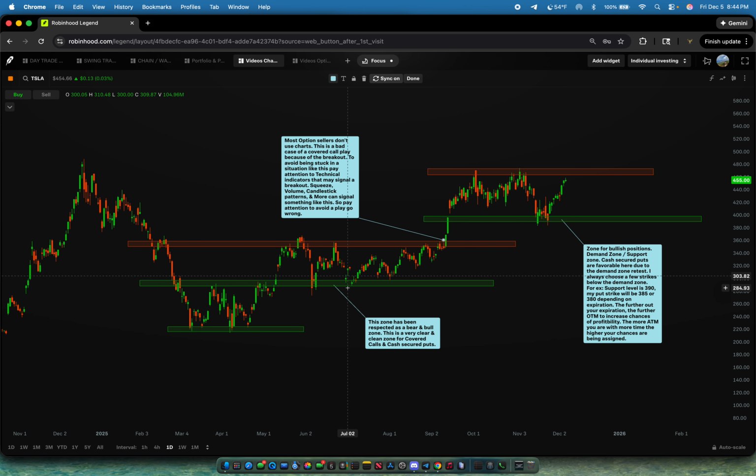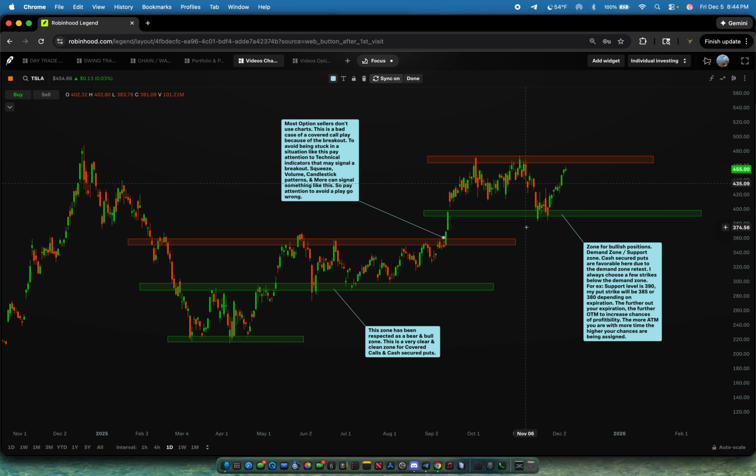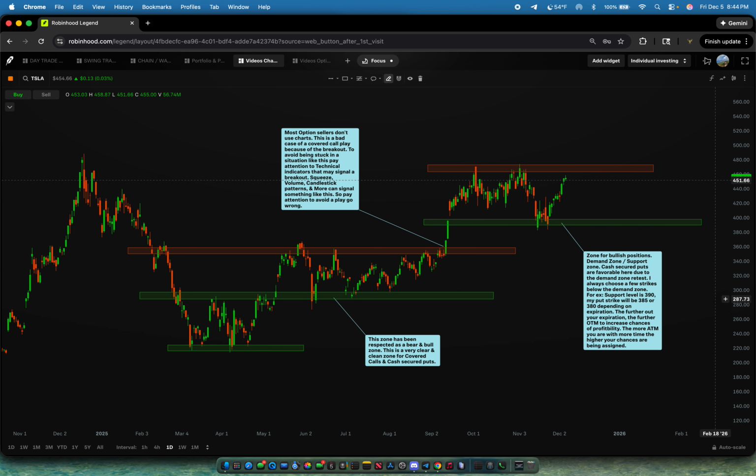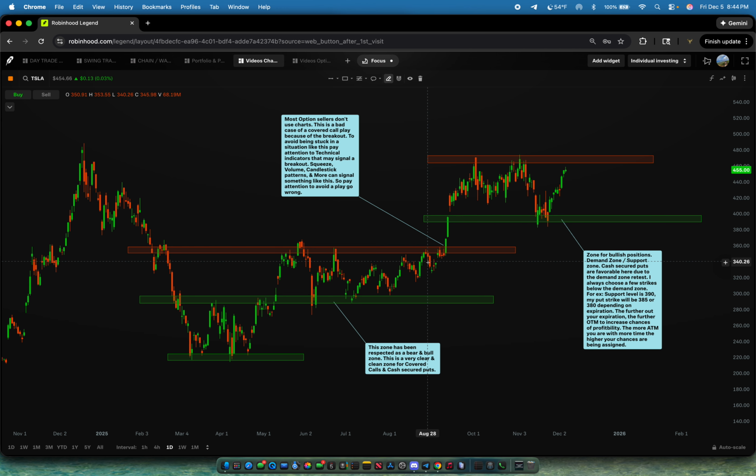The green zones are bullish for option sellers. The red zones are bearish for option sellers. So you want to play as the house. You are not an option buyer again. If you are an option buyer, all this will be flipped around.